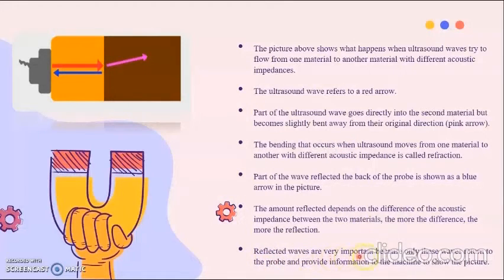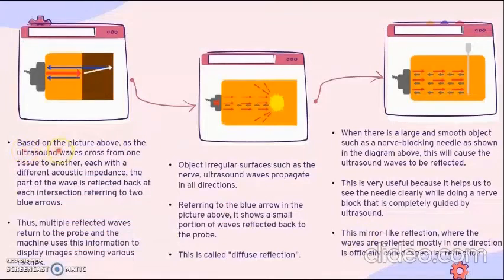Reflected waves are very important because only these waves return to the probe and provide information to the machine to show the picture. Based on the picture above, as the ultrasound wave crosses from one tissue to another, each with a different acoustic impedance, part of the wave is reflected back at each intersection, referring to the two blue arrows. Thus, multiple reflected waves return to the probe, and the machine uses the information to display an image showing various tissues.